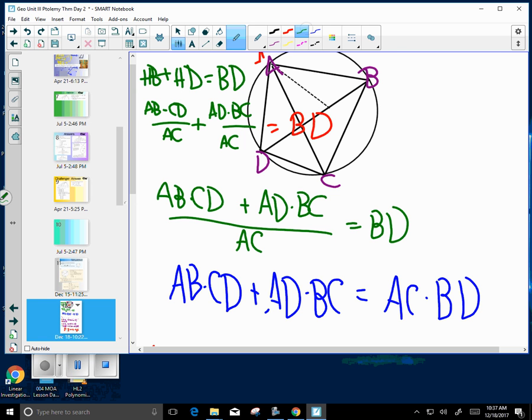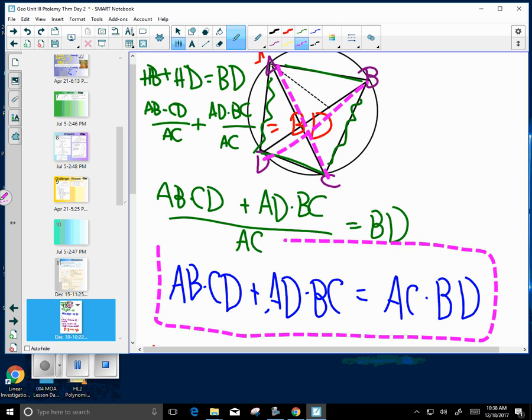And going over this one more time, this was A, B, C, D. AB is this length, CD is this length. Opposite, AD, BC. Those are opposites. Then what's AC and BD? The diagonals. Do you like that? I could tell. The answer is yes, I like that.